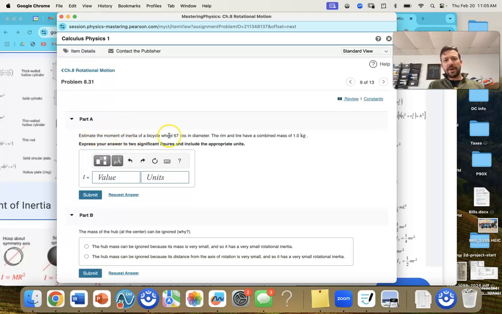Estimate the moment of inertia of a bicycle wheel that is 67 centimeters. Make sure to switch that to meters. In diameter. Don't get confused. Remember, everything uses radius. The rim and tire have a combined mass of 1 kilogram. Okay, so we know the mass of the tire, and we know it's a bicycle wheel with some radius, and we want the moment of inertia.